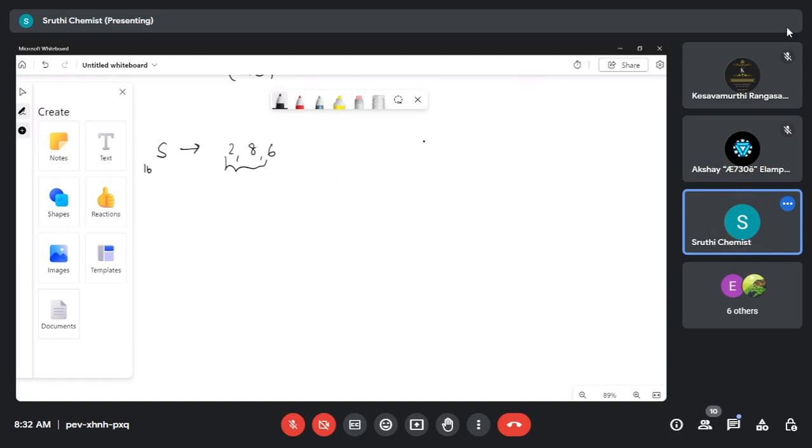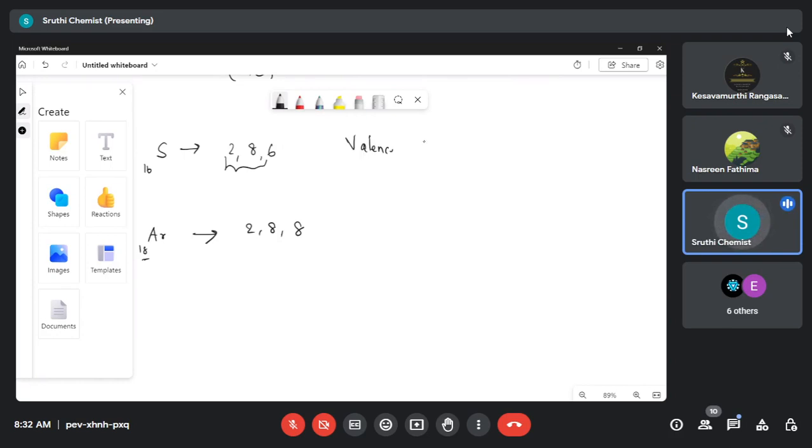Yes, let's move to argon, 18. The atomic number is 18. 2, 8, 8. Very good. Simple. 2, 8, 8. Compared to sulfur's 16, I'm just adding an extra 2 electrons in the last orbit, so this is 2, 8, 8. Okay. Then one more important one.